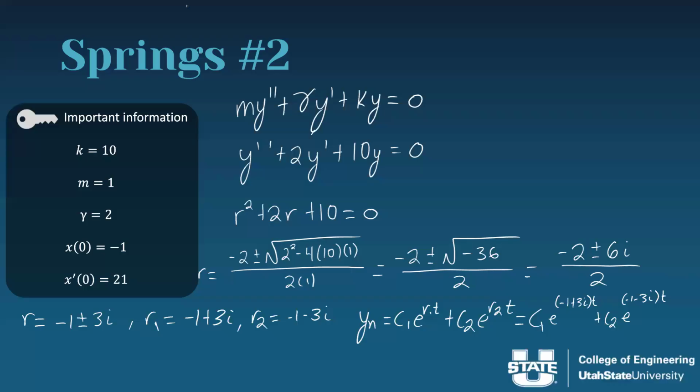Now, if I were to distribute that t through and split it up into the multiplication of e's, both of those terms would have an e to the minus t. Here, I'll write it.